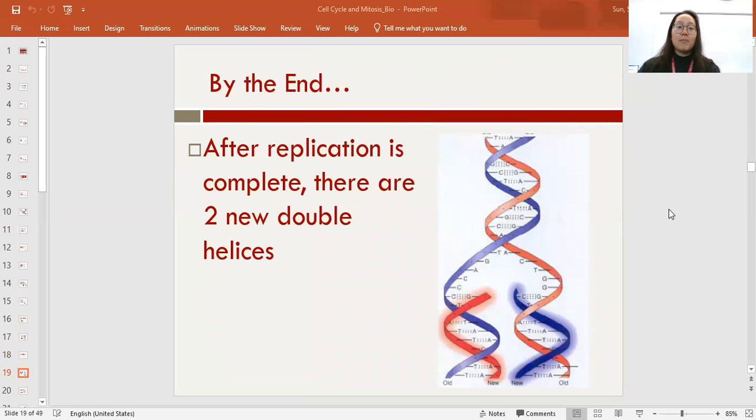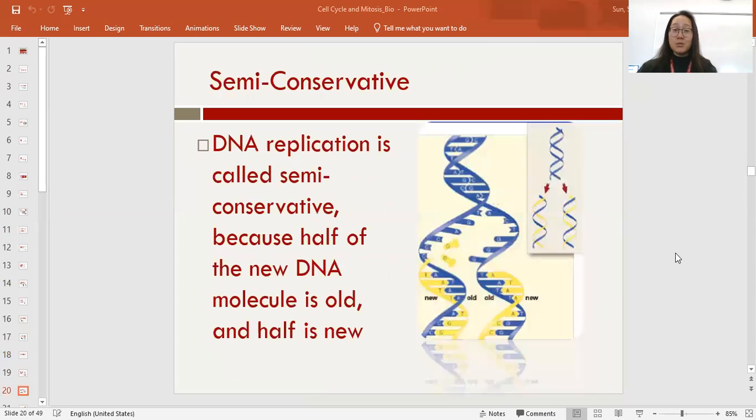At the end, replication is complete, and there are two new strands of DNA. But look at the way that they split up. Red goes to one side, blue goes to one side, and then you get that new blue and that new red. So technically, the new double helixes or the new double helices are half old. This is what we call semiconservative.